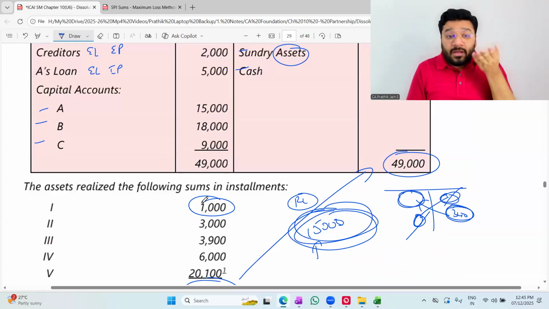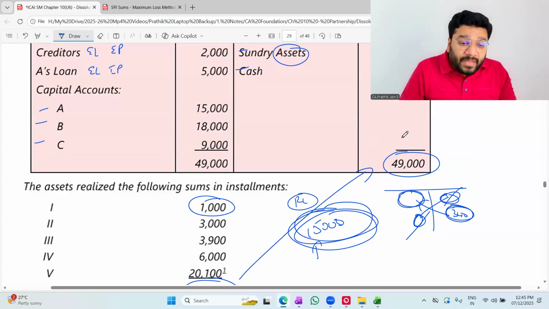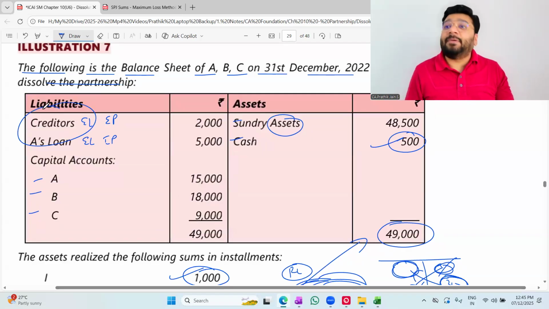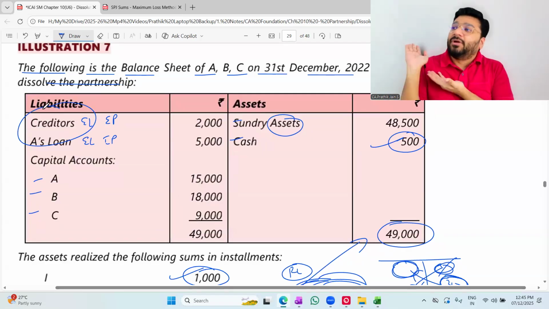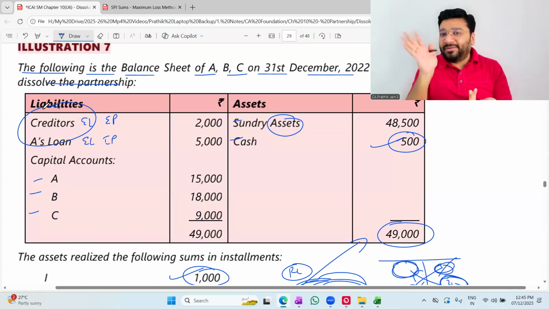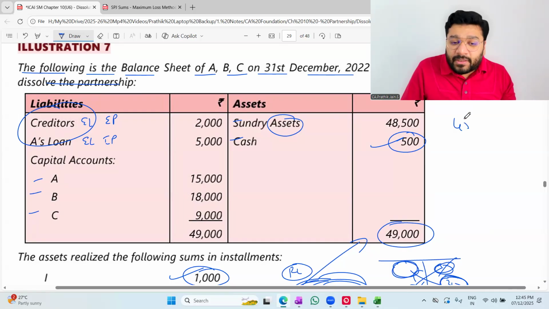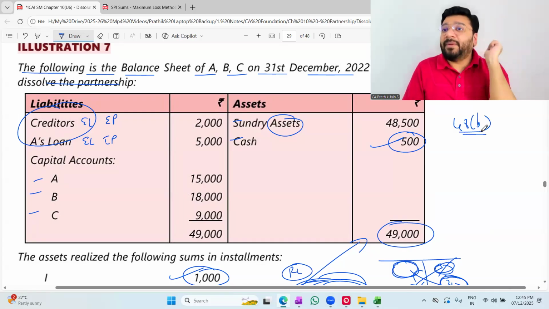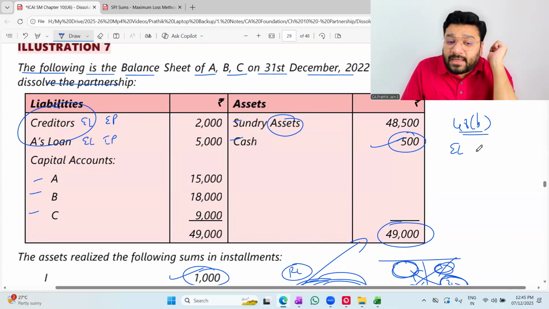Existing cash balance and realization, if I give it all to these people, then what is left over to pay the CA or the agent? Nothing is left over. I told you, in section 48, subsection B, they give the order of payment. First order is what? External liability, external person, basically creditor. Then external liability, internal person, which is a partner's loan. Then internal liability, internal person, which is capital.